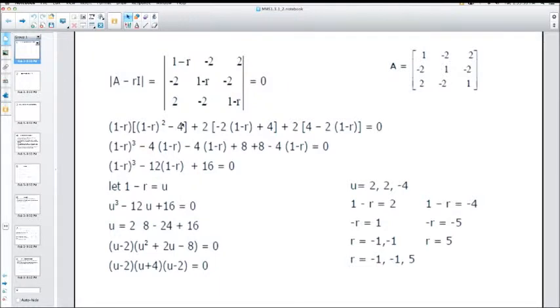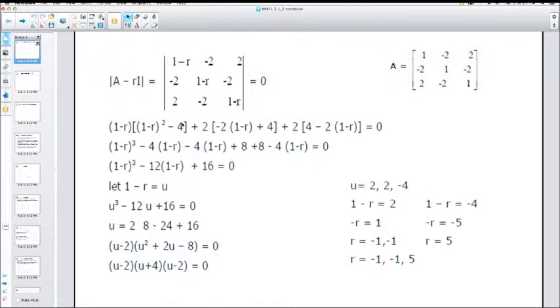See, in the major diagonal, we're going to subtract the r, what we used to call the lambda. You can call it any name. And the matrix we are looking at is this A. You see the major diagonal is 1, 1, 1, and all the rest have a nice symmetry. If you change the rows into columns, you get exactly the same.